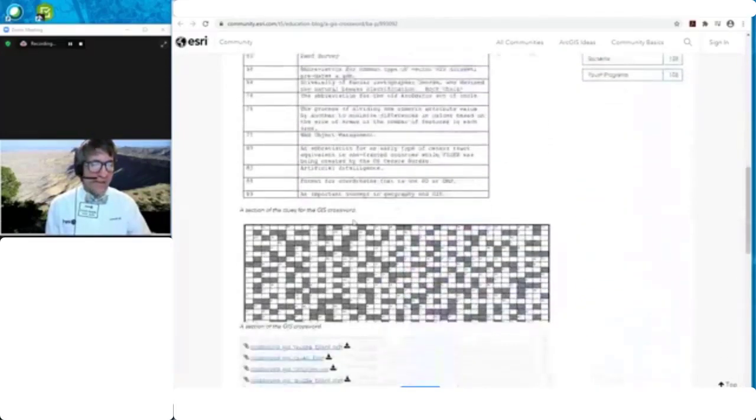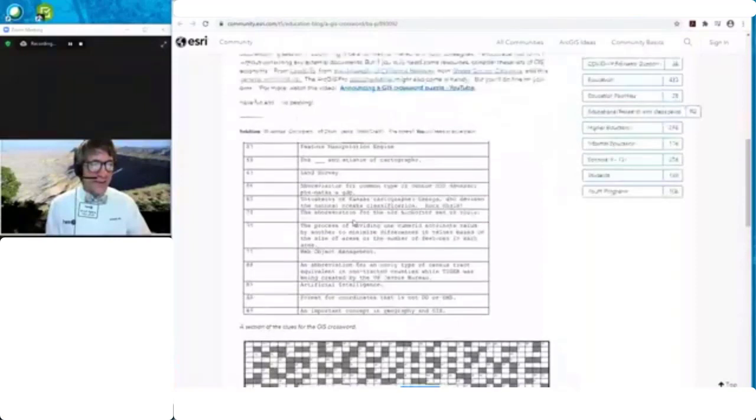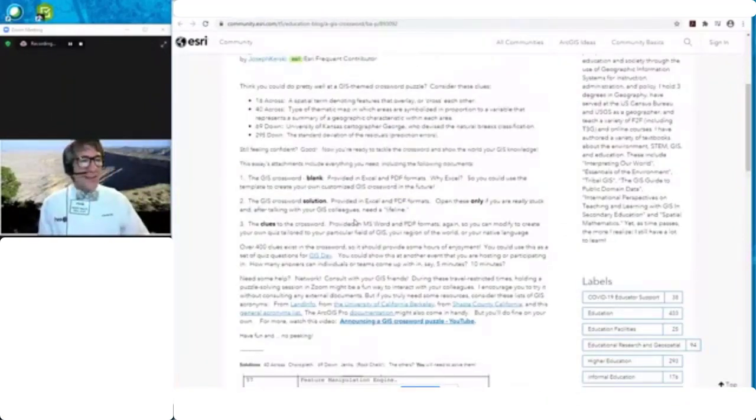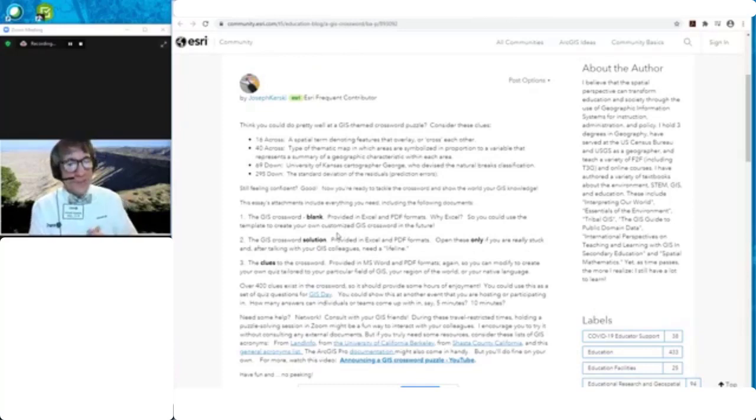Okay, let's go into the answers here. What do you think? 40 across, the type of thematic map in which areas symbolized in proportion to a variable, that is a choropleth map. Some of you probably knew that. Probably all of you knew that. What about this one? 69 down. University of Kansas cartographer George, who devised the natural breaks classification. That was George Jenks, Jenks. Rock Chalk, Jayhawk. The standard deviation of the residuals.